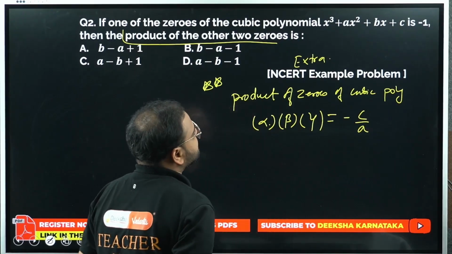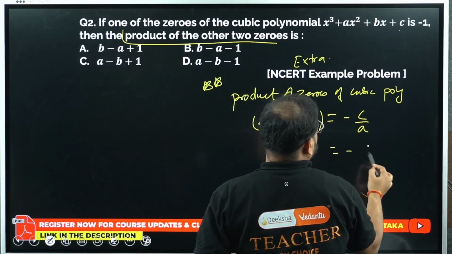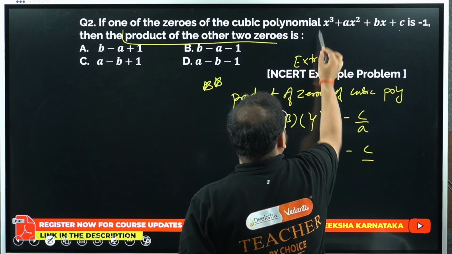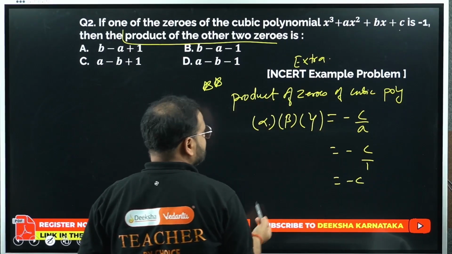Now please see what is the minus c value in this case. C only. So I write it as minus c. What is the a value? Nothing is there, so 1. So minus c by 1. What is the answer? Minus c. So my required answer is minus c.